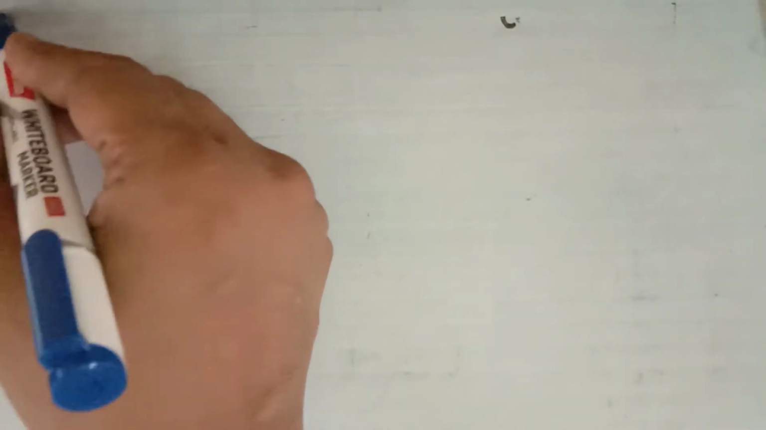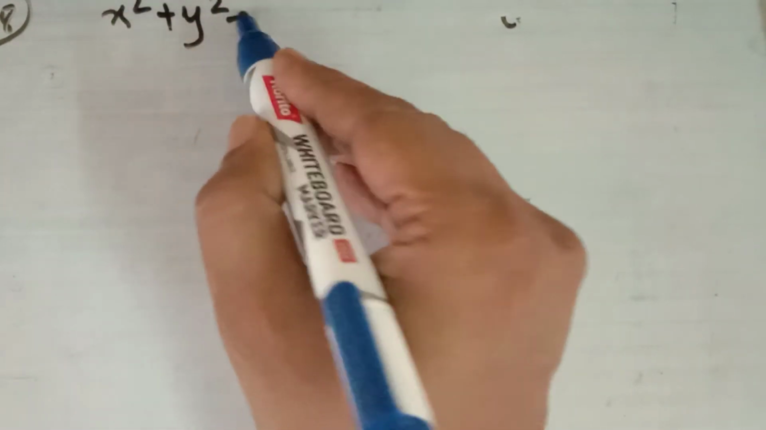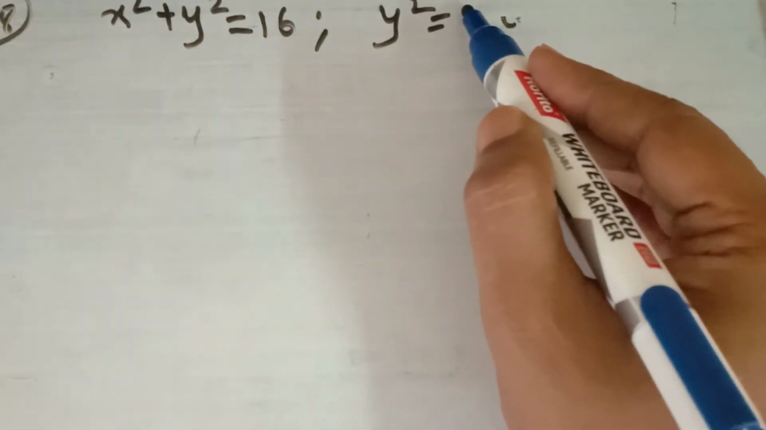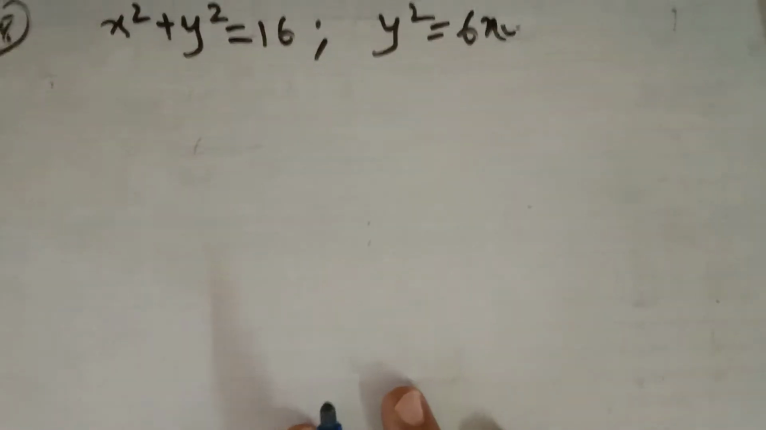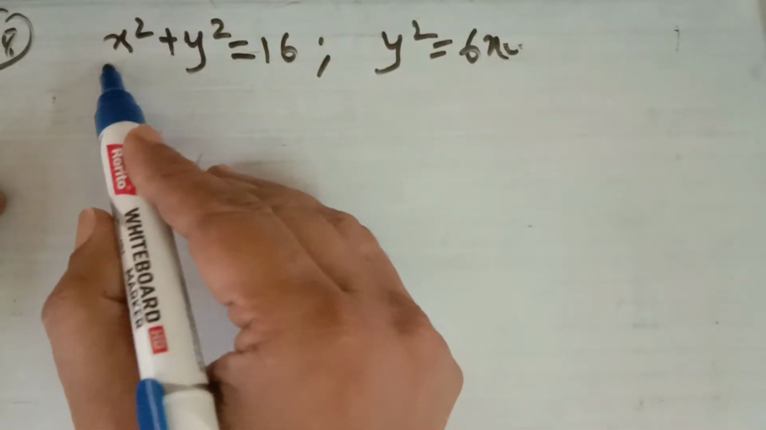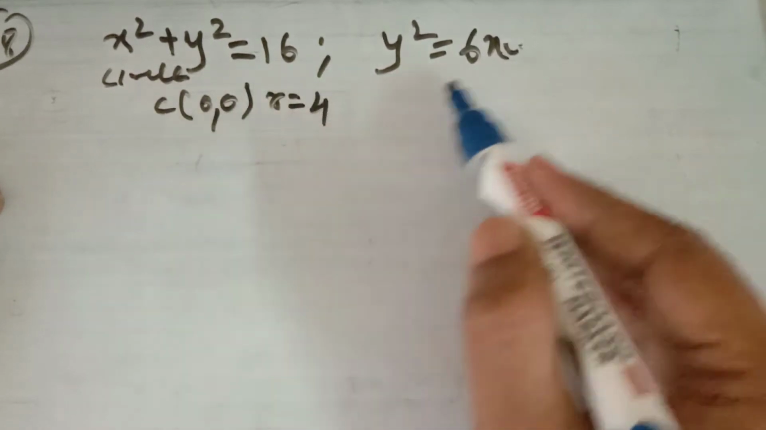Now the next question is question number 18, and the curves are x square plus y square is equal to 16 and y square is equal to 6x. Now first of all, as usual, detect what type of curves these denote, then shade the area bounded by these two curves and find its area. As you see these two curves, this is a circle with the center at 0, 0 and radius 4, and this is the parabola.